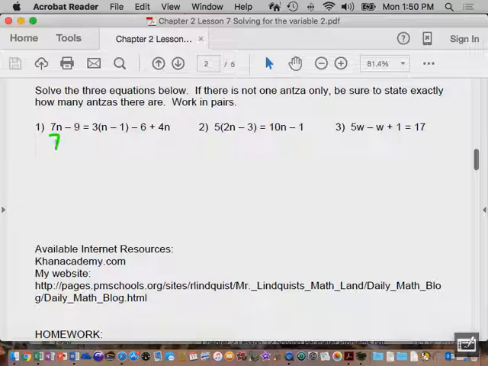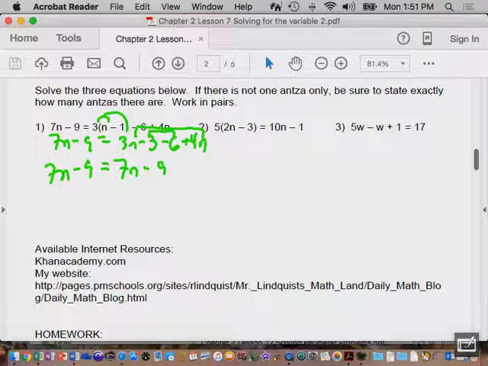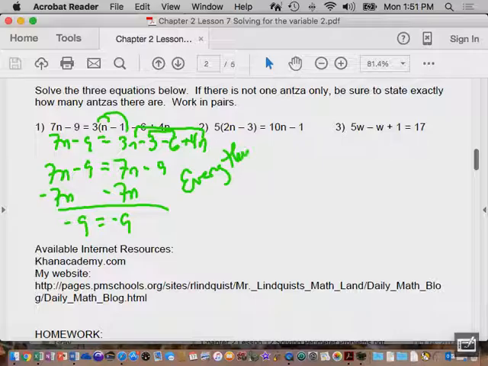Ready? 7n minus 9 equals, distribute, 3n minus 3 minus 6 plus 4n. I get my n's together, that's 7n. I get my constants together, I get minus 9. And over here I get 7n minus 9. Now I subtract my 7n. Now watch, this is different, guys. Ready? Negative 9 equals negative 9. Is that true? Yes. So everything is an answer.